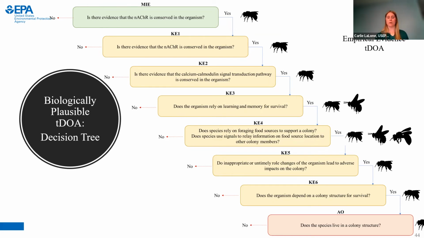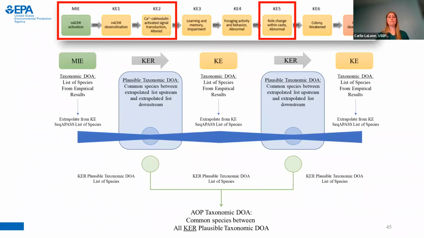So how can we expand this more broadly? We have empirical data, there's some knowledge of biological plausibility, but we really want scientific evidence that helps us to be able to extrapolate to other species. And so this is a pretty busy diagram, but what we can do is look for ways to utilize bioinformatics, and specifically the SeqAPASS tool, to broaden that taxonomic domain of applicability, focusing on the biological plausibility for the taxonomic domain. So if we look through this AOP, there are 4 key events, including the molecular initiating event, where proteins are essential for the description of that key event.